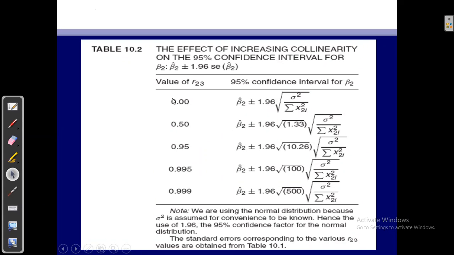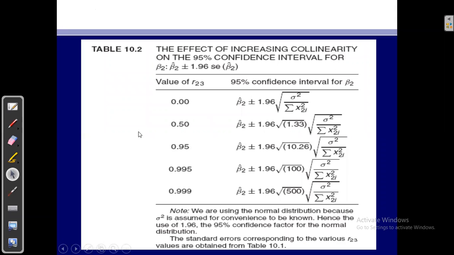when correlation between the regressors increases, you see what is happening to these confidence intervals. The confidence intervals are becoming wider. Wider means that the lower limit and the upper limit of the 95% confidence interval for beta 2 would become away from each other. So when the interval becomes wider, there are more chances that the null hypothesis of no effect may not be rejected.